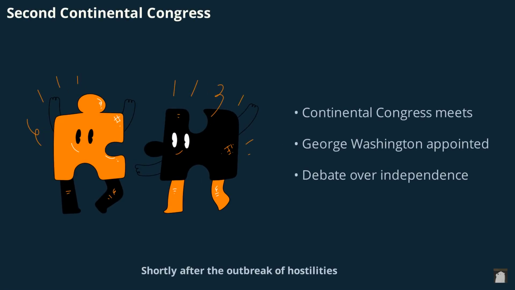Shortly after the outbreak of hostilities, the Second Continental Congress convened in May 1775. This assembly took on the role of a national government, organizing the Continental Army and appointing George Washington as its commander. The Congress also began to debate the idea of full independence, as hopes for reconciliation with Britain faded.